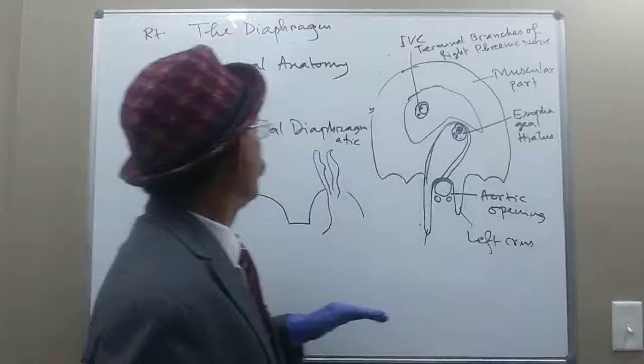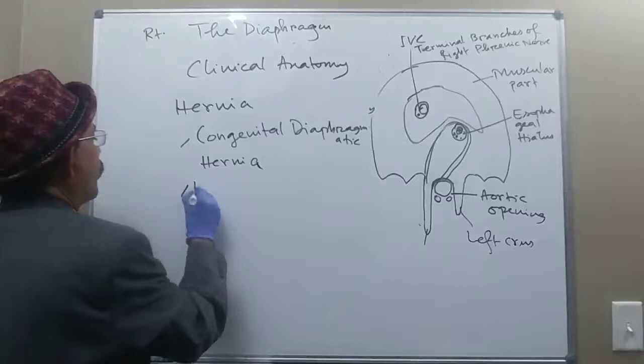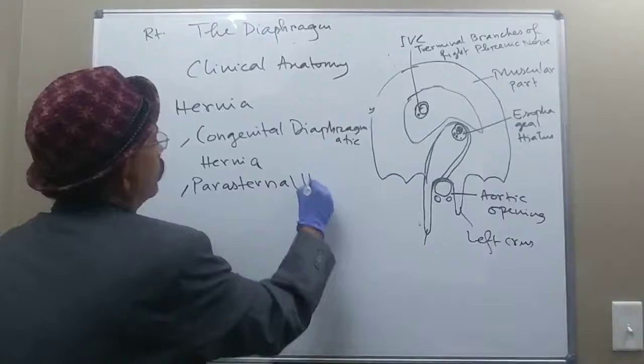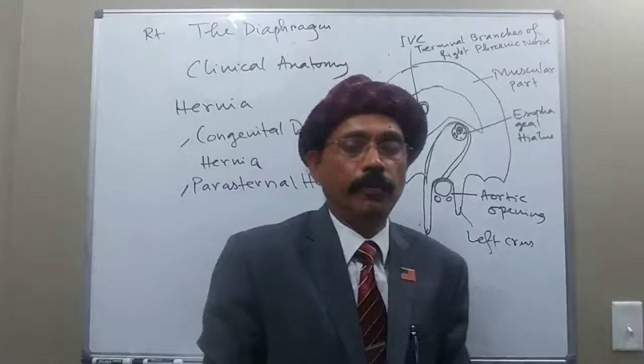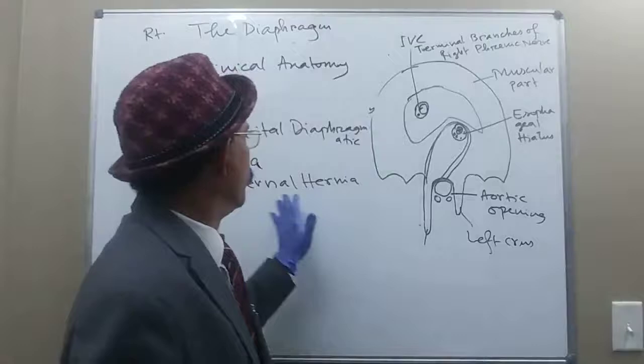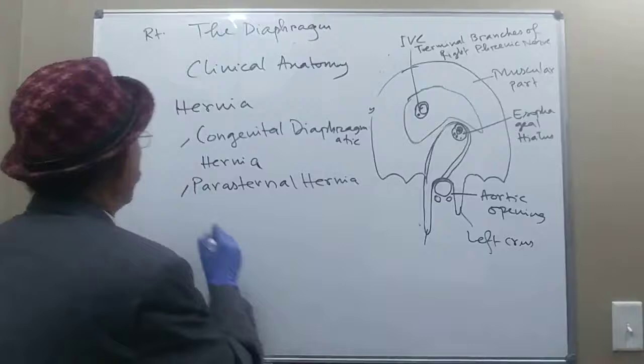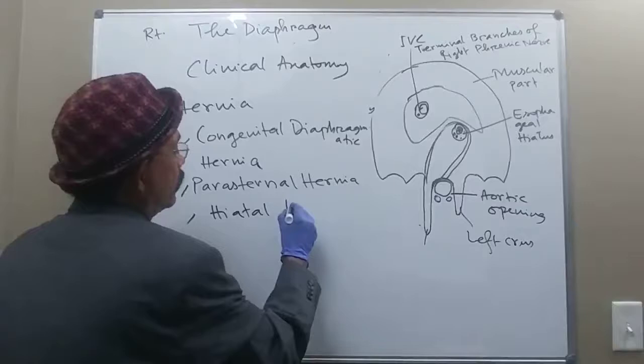Okay, this is one. Another is called the parasternal hernia, between the sternal origin of the diaphragm and the costal origin of the diaphragm. So we get parasternal hernia there. Then we may have hiatal hernia. It may be congenital, but usually it happens in later life, the adult life.